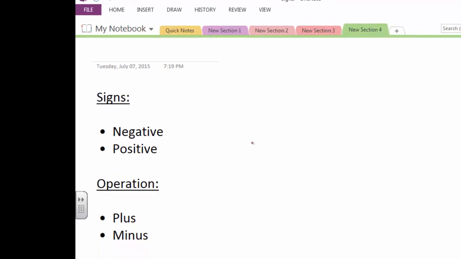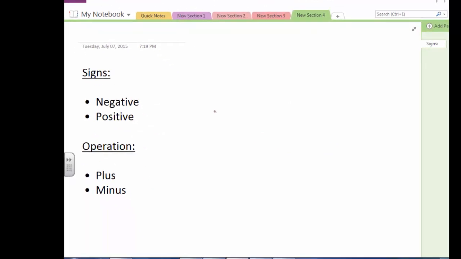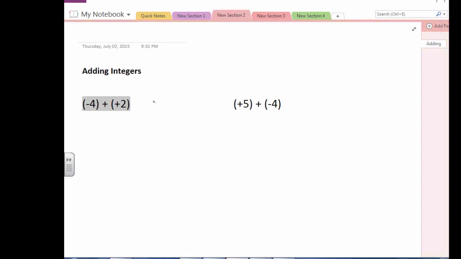So it's very important to know the difference between signs and operation. Signs could be negative or positive, but operation is plus or minus. Plus in case of addition, minus in case of subtraction. So it's totally different than the signs. The signs are related only to integers. So let's see the example in front of us.